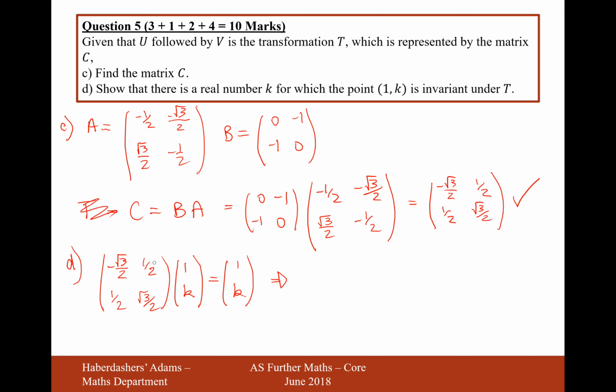So if I expand this bit here with this bit here, I'm going to get 1. So it's going to be minus root 3 over 2 times 1, plus a half k, will equal 1. Okay, so now I need to solve this to work out what k is equal to. So add your root 3 over 2 onto the other side. So it's going to be 2 plus root 3 over 2 equals half k, and then times by 2, so k is going to equal 2 plus root 3. And there we are, that's the answer for this question here.